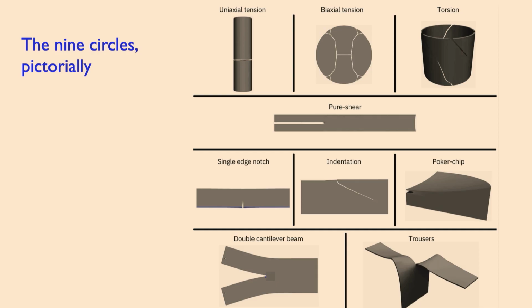Double cantilever beam and the trousers tests, both of those experiments are well known. Single edge notch in tension, you'll find experimental results there. This is indentation, lots of experiments. And then the poker chip, that's motivated by experiments as well. Some of these are applicable to soft materials, some are applicable to hard materials. In the paper, we introduced these tests for two materials, a polyurethane elastomer and a glass. So some of these make sense for soft, some for hard, some for both.